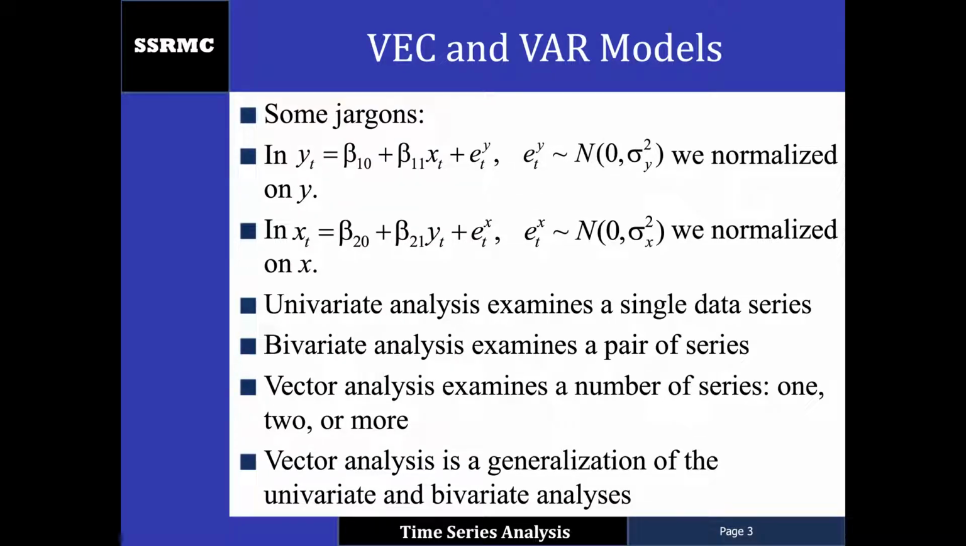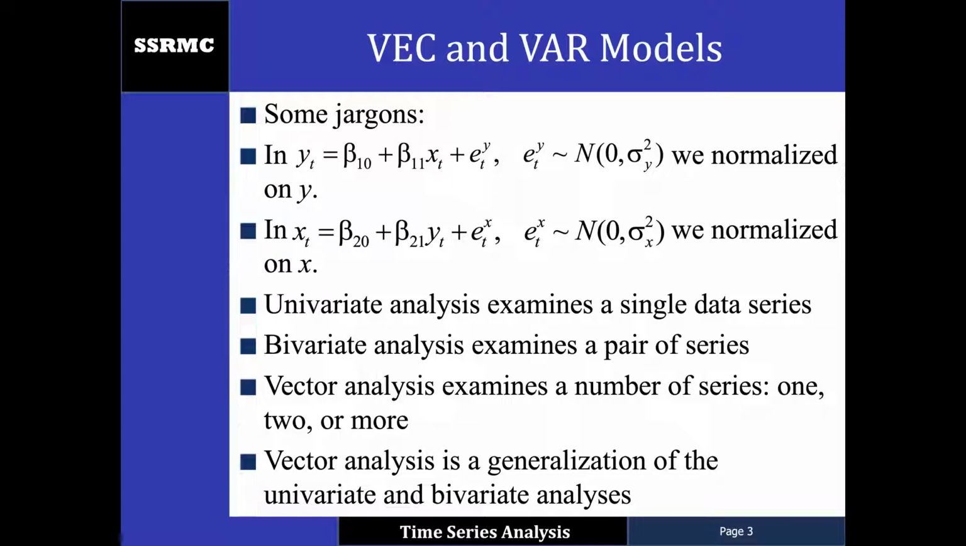First of all, we need to introduce some jargon. In the first equation on the slide, the dependent variable is yt. We usually say that we normalize on y. And in the second equation, we use xt as the dependent variable, but yt as the independent variable. So we swap them in this equation. That is still valid, but the focus of the study has changed. It's on xt. So we will say this model is normalized on x.